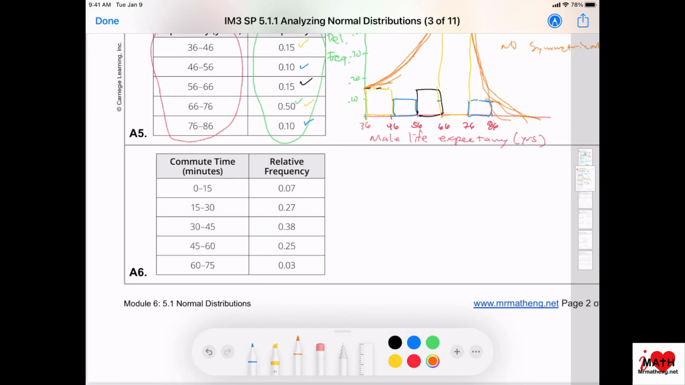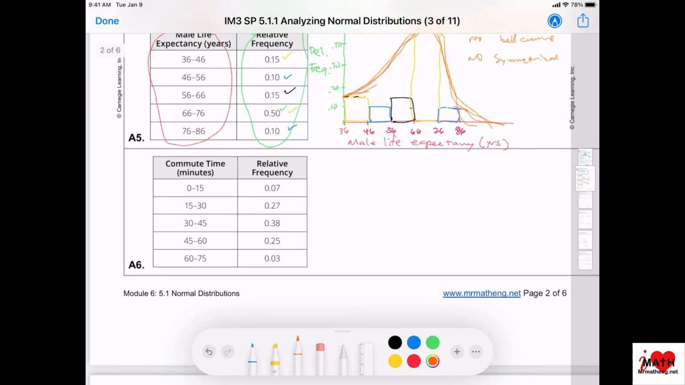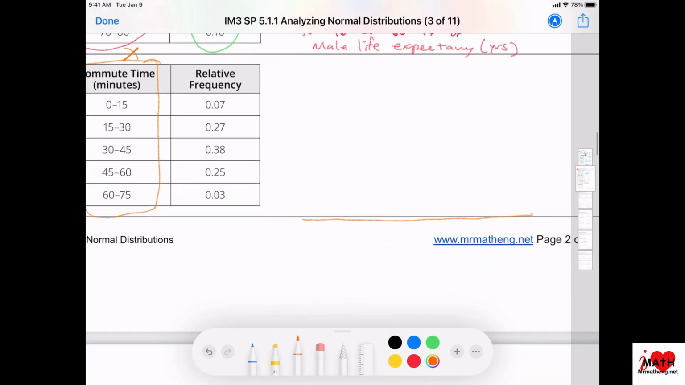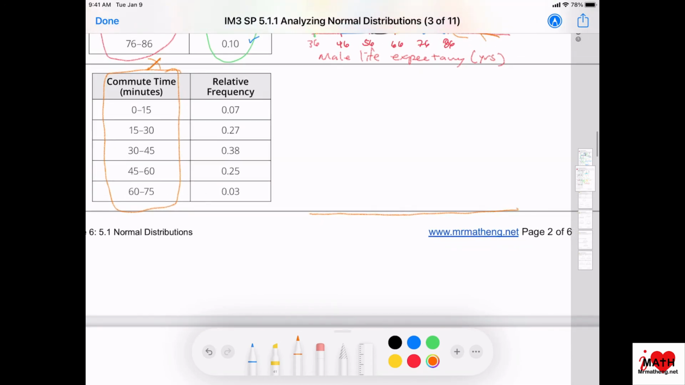All right, A6 here, we're asked to create a relative frequency histogram. Here I have the x-axis, and I'm actually just going to use this line right there. So let's write down what that is. Commute time in minutes. Ask your parents how far they travel. So how long it takes them in the car. So evenly spaced, I'm counting by 15s here.